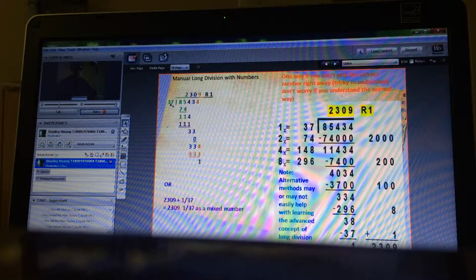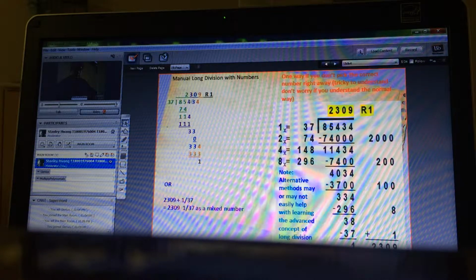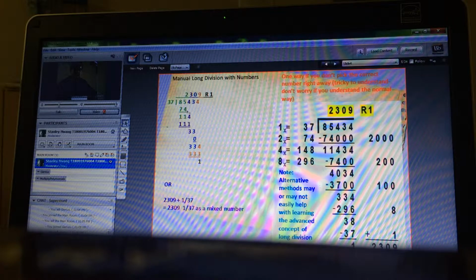As you can see, 37 cannot go into 8, but 37 goes into 85 2 times. So 37 times 2 is 74. We subtract that from 85, we get 11, and we continue that pattern on, and we end up with a remainder of 1. Of course, I might go through that a lot slower with students, but because of the video, this is just to give you an idea of what I would do in about a 5-minute session.